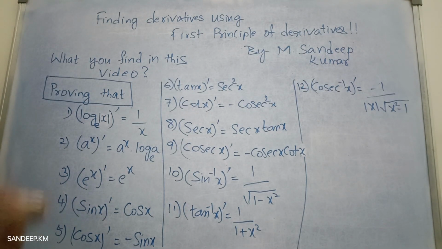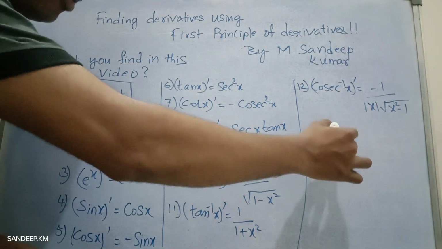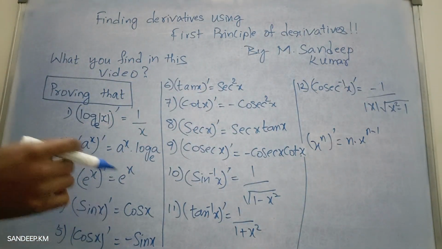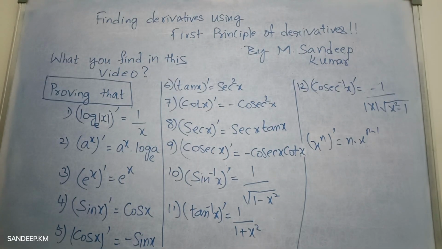And remember this, in our previous video we have already proved that x power n derivative is n into x power n minus 1. We have already proved this in our previous video, so keep this in mind. You can check the previous video if you want more clarity about it. We'll start with log x derivative.